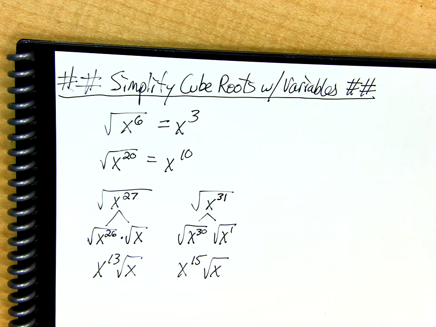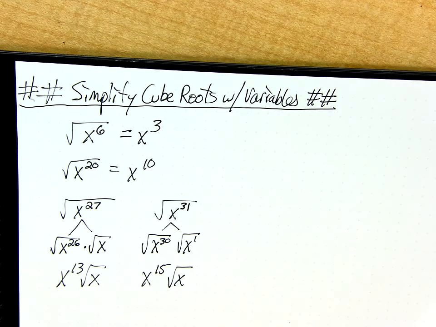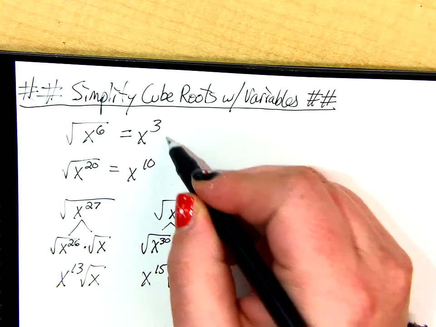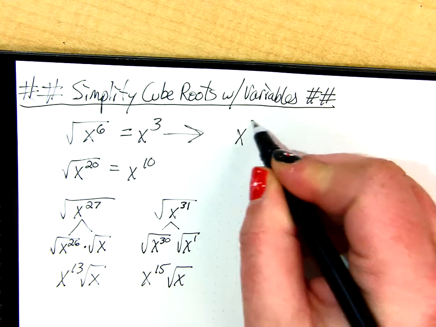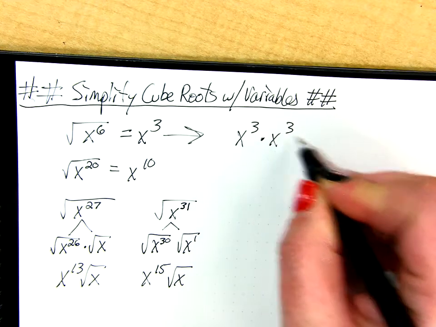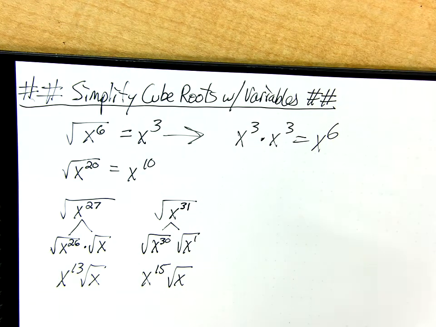All right, so now let's talk about having a cube root. Let's just recap. The reason why that was, remember, it's x to the third times x to the third gets me x to the sixth. So that's why the square root of x to the sixth was x to the third.